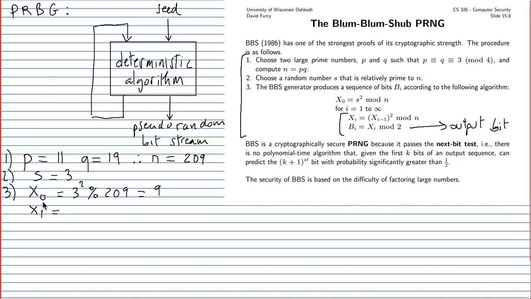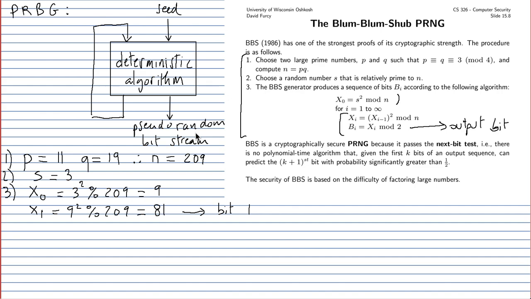That is going to be x sub 0 squared, so 9 squared modulo n. Of course, 9 squared is 81, modulo 209 is still 81. So the first value of x, or at least the first output value of x, because notice we do not generate a bit corresponding to x0. You should consider this an initialization step. The first bit that's output is the least significant bit of 81, which is 1, because 81 is an odd number. So this is the first bit in our pseudo-random bit stream output by the algorithm.